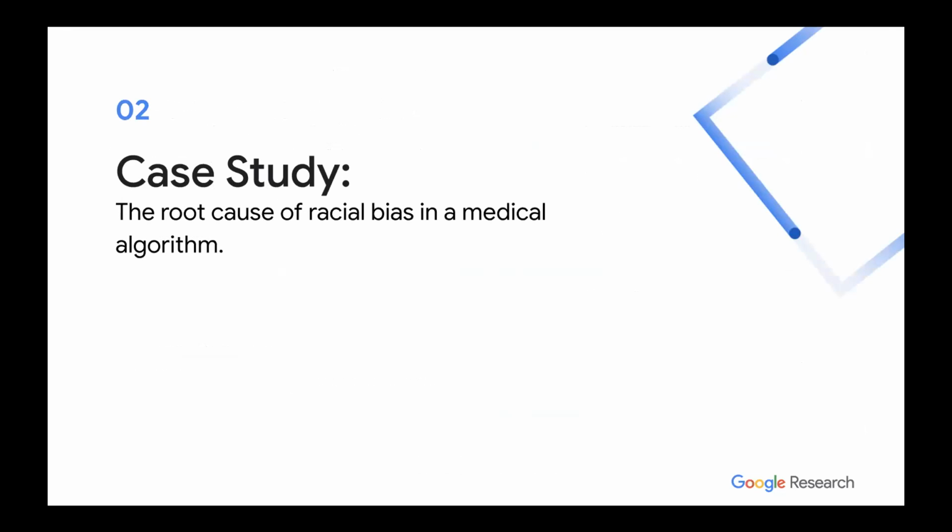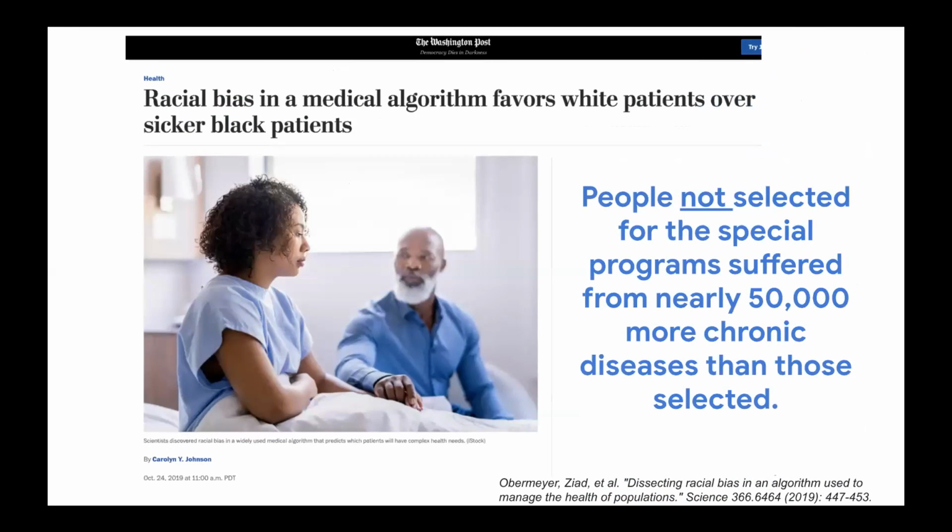To move into that space, I want to walk through a case study that helps us understand the root cause of racial bias in a medical algorithm. This particular algorithm was discovered to be racially biased about 2 years ago. The purpose of the algorithm was to identify patients with the most complex healthcare needs so that they could be given access to special programs. The hope was that this would reduce the cost in the overall healthcare system. That was the goal of the company that created the algorithm.